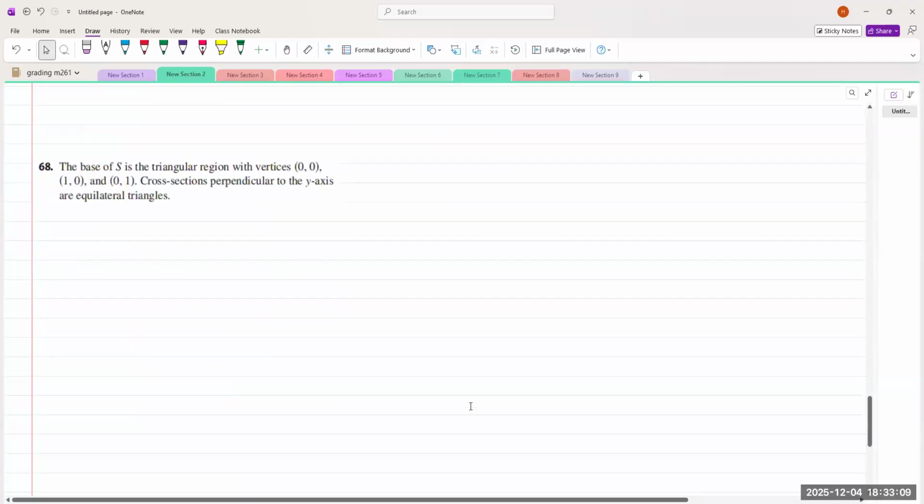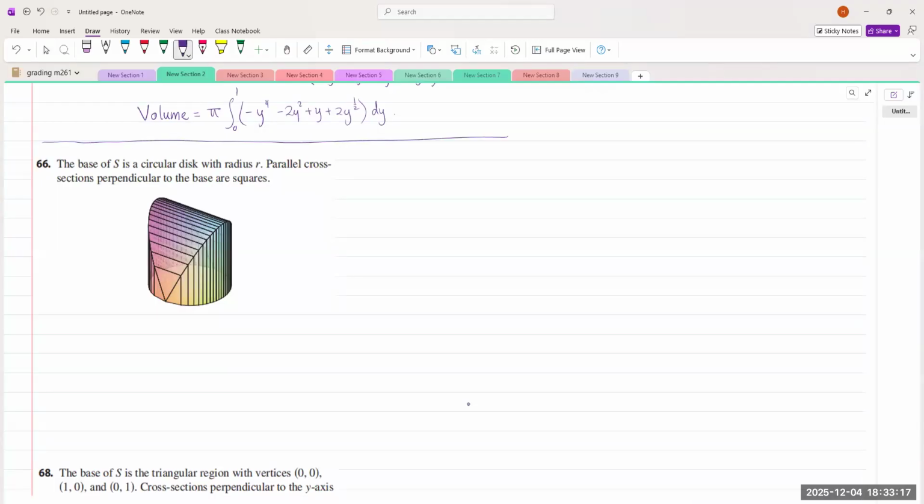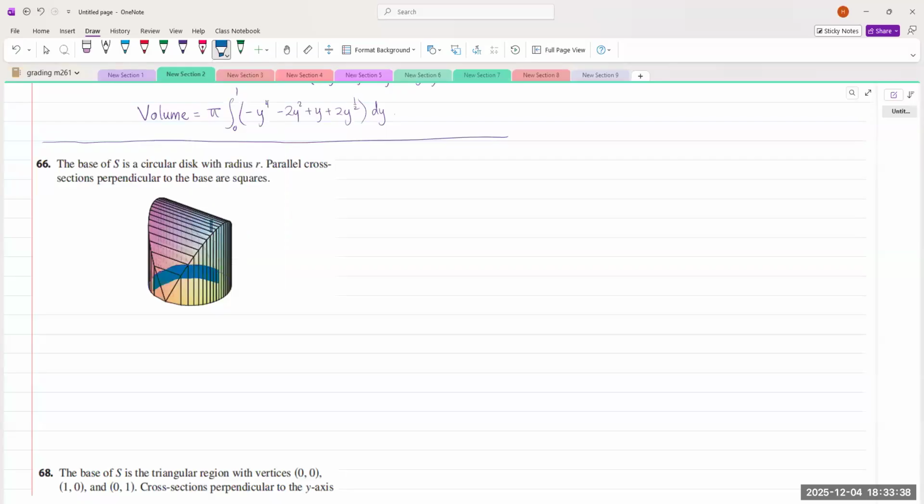Number 66 and on, there are 3 more questions, which are cases where the cross section is not a disc or washer. In fact, let's read number 66. The base of this solid S is a circular disc. Let me emphasize that. It looks like this. This is the disc here. I hope you can see that. If I highlight that, the disc will be this one.